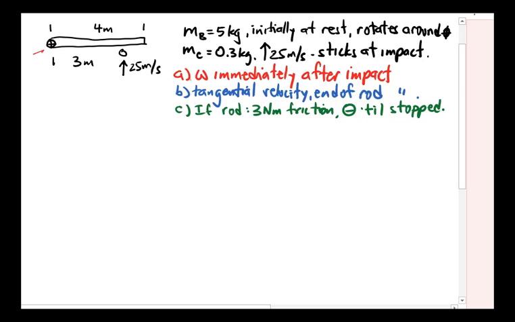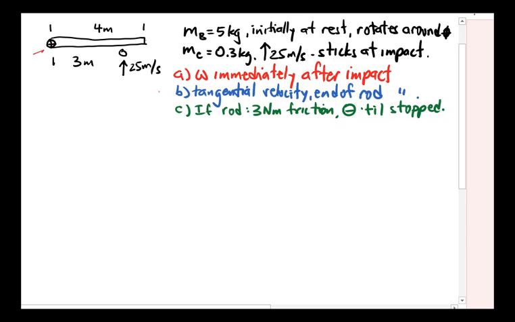So we have a couple of questions. A. What's the angular velocity, omega, immediately after the impact? B. What's the tangential velocity of the end of the rod out here? C. If the rod has 3 newton meters of friction between this post here and the rod, how far would it rotate until it stopped?